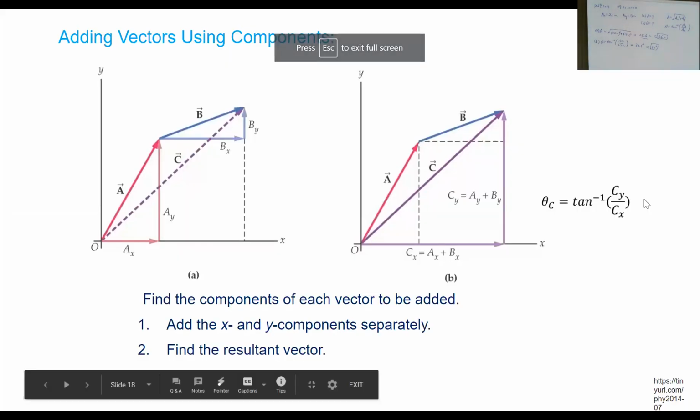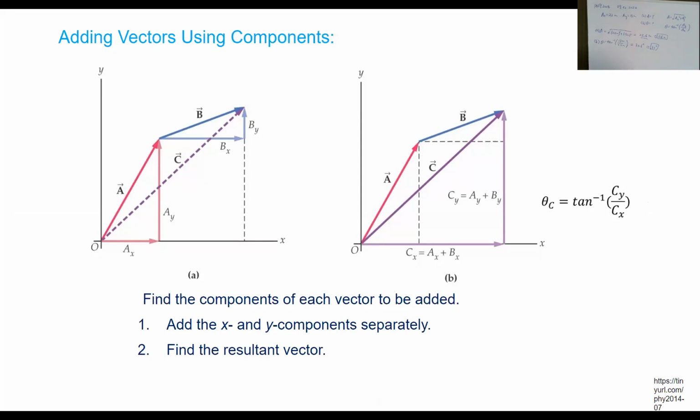So earlier we talked about how you can do the vector addition graphically. That is to keep a proper scale, and then get the magnitude and also the angle. So that's how you can do it. But you can also do vector addition analytically. That means looking at the x and y components and working on the numbers.